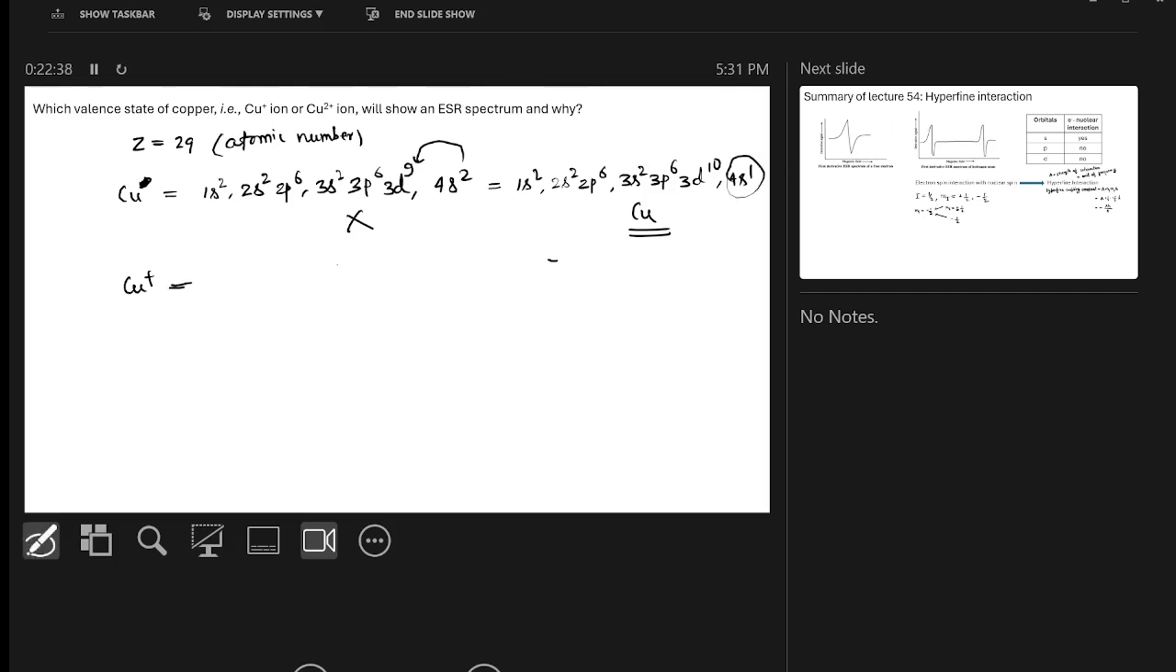So we'll have 1s2, 2s2, 2p6, 3s2, 3p6, 3d10. From this electronic configuration of Cu+, we don't see any unpaired electron. So there is no unpaired electron, and this will be your EPR inactive.